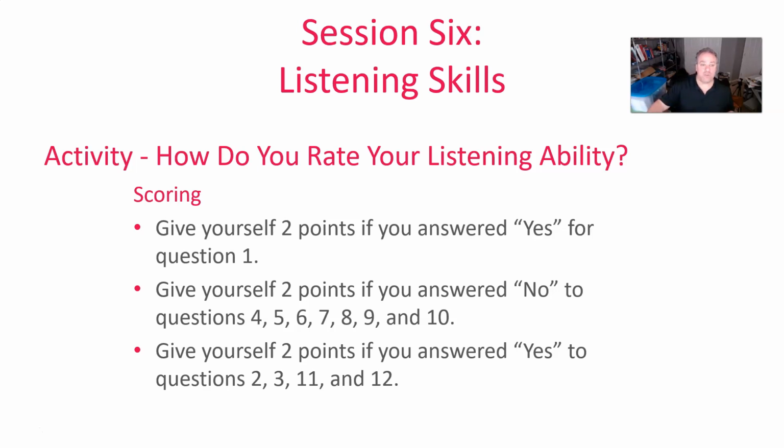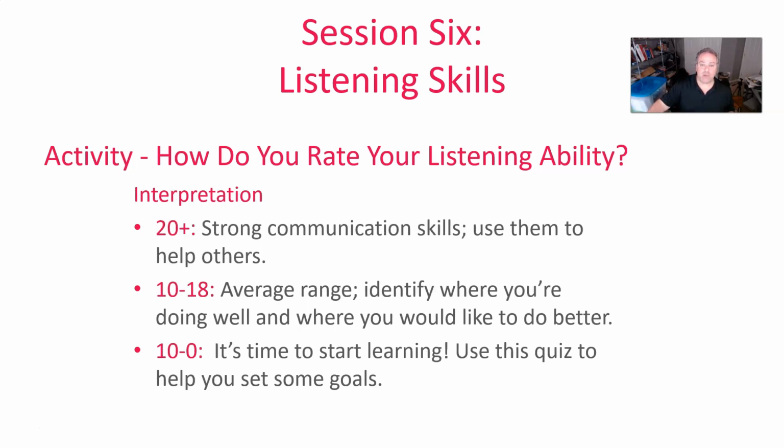Okay, so hopefully you've completed it and we can move forward. So here's how to interpret this. If you scored 20 or more, you have very strong natural communication skills. Use these to help others. If you score 10 to 18, you're in the average range. Identify where you're doing well and where you'd like to do better. And then if you've scored from 0 to 10, it's time to start learning. So use this quiz to help you set some very definitive learning goals with relation to your listening skills.